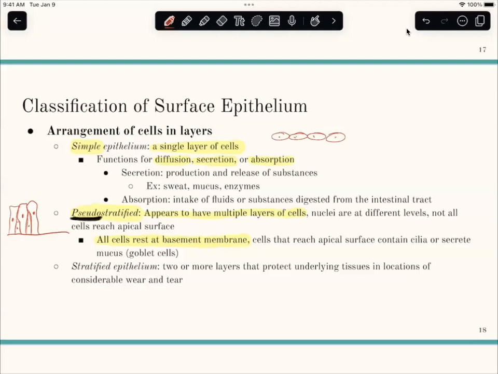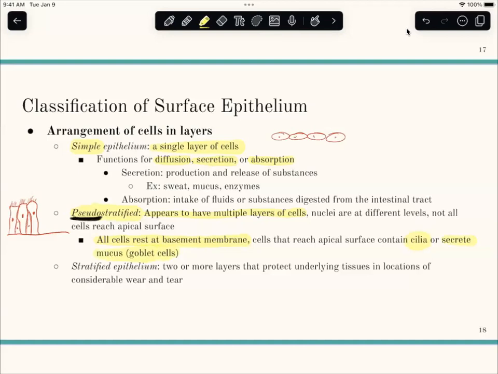A lot of these cells contain cilia. So they have those little finger-like hairs coming off the top. Or they're going to secrete out mucus. Mucus cells are called goblet cells. I'll come back to that. We'll see that again later.